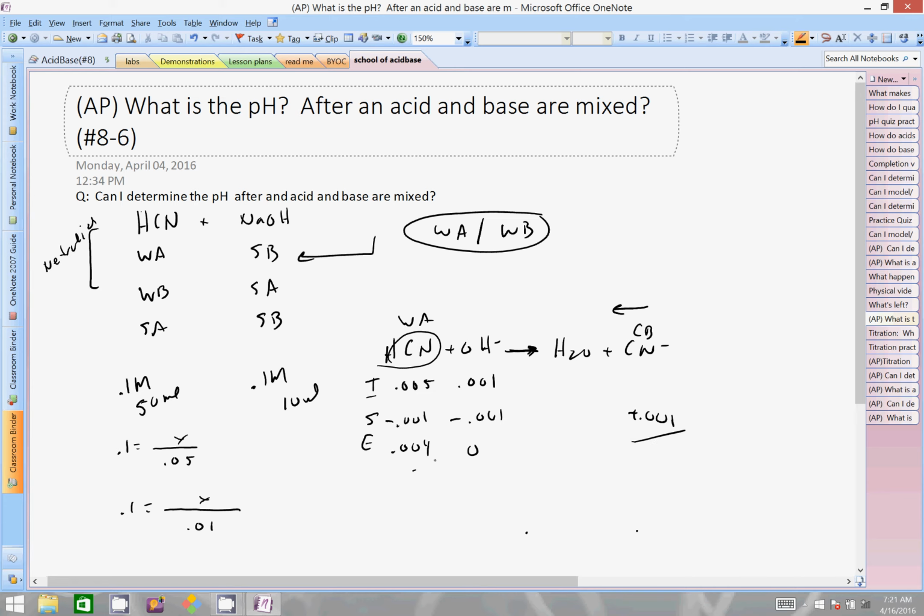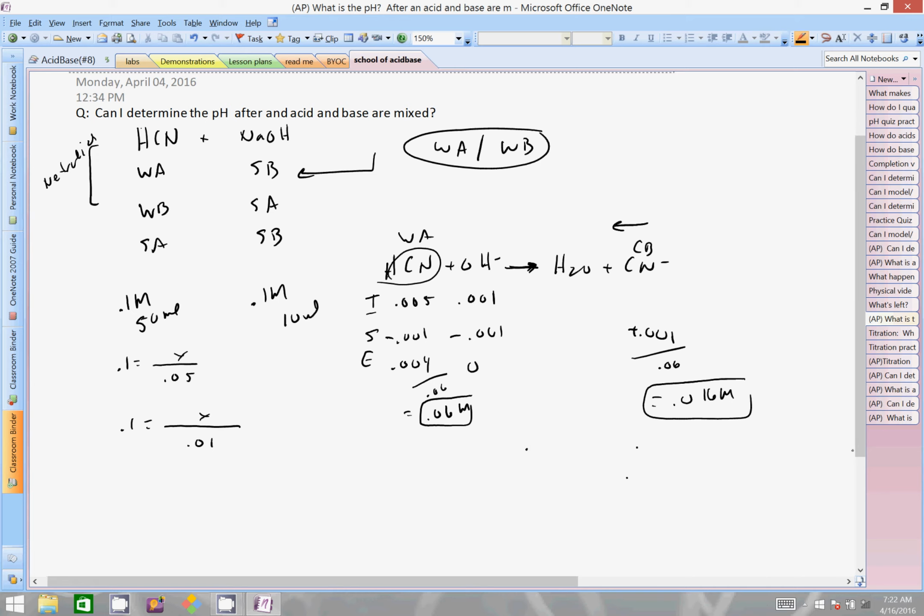And the last thing we do is divide by the new volume, which is going to be 50 plus 10 is 60, 0.06 liters. So we got 0.004 divided by 0.06 gives me 0.06 moles per liter. And we have 0.001 divided by 0.06 equals 0.016. Okay, so we have, in this case, different concentrations of acid and base.